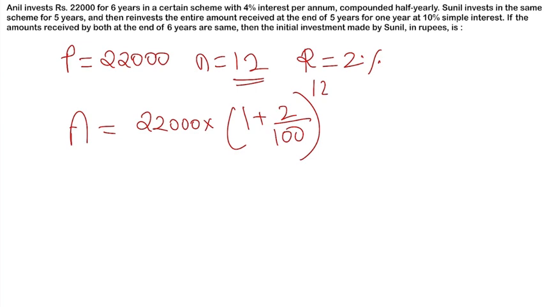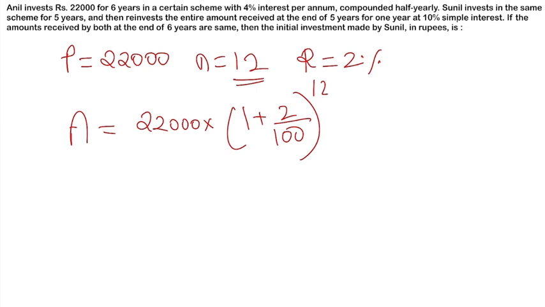Sunil invests in the same scheme for 5 years and then reinvests the entire amount received at the end of 5 years for 1 year at 10% simple interest. Okay, so Sunil is investing in the same scheme for 5 years and then reinvesting the entire amount received at the end of 5 years for 1 year at 10% simple interest.